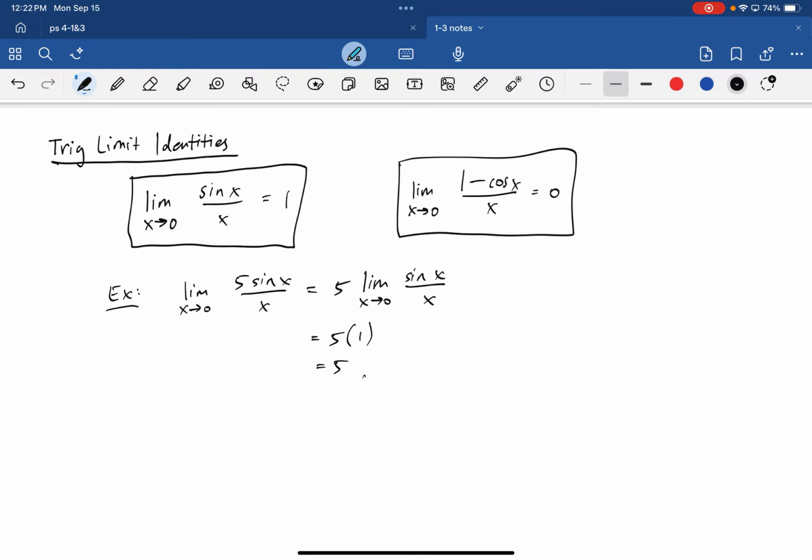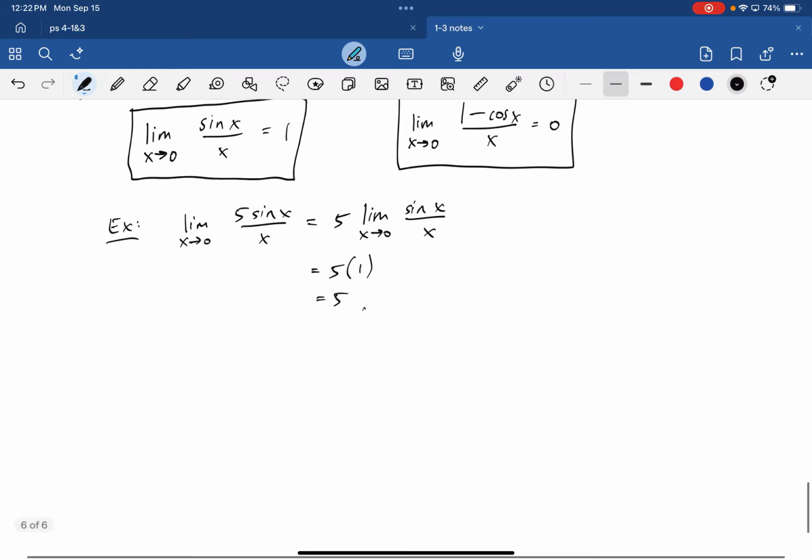Let's say we had something a little more complicated. Let's say we were asked, what is the limit as x approaches 0 of tangent x over x? Any ideas about how we could get this limit to look more like what we've just memorized?